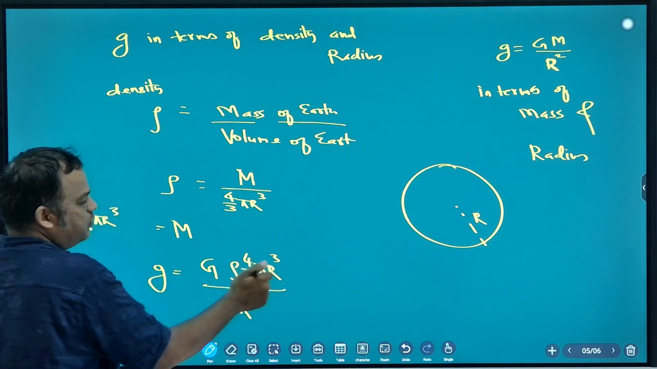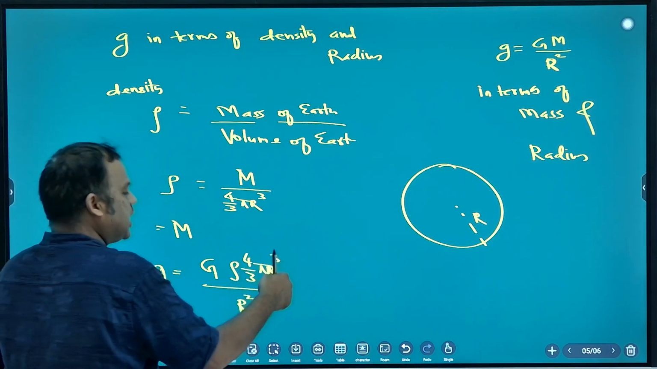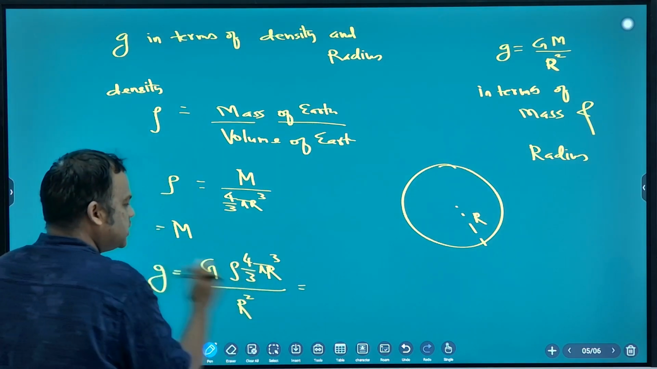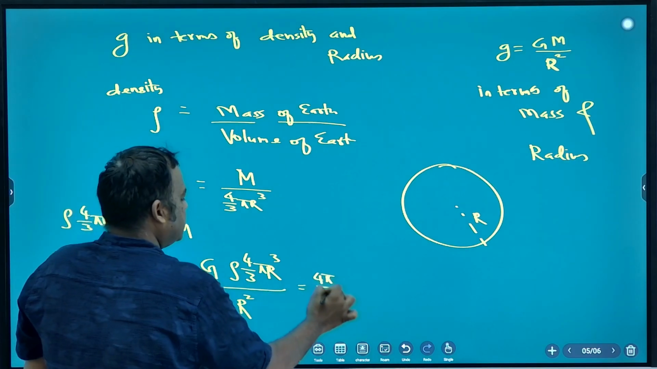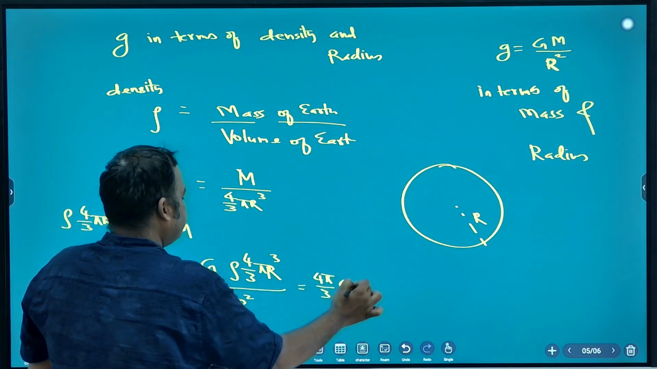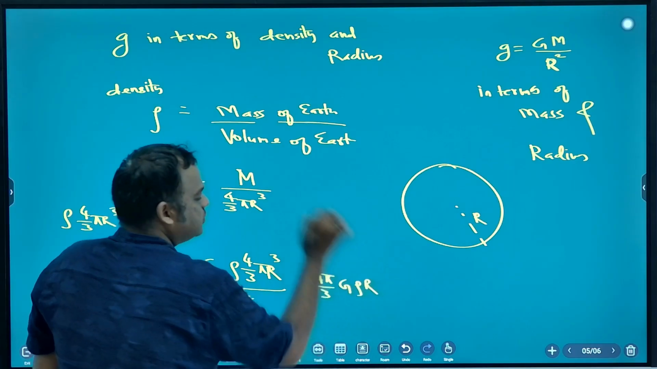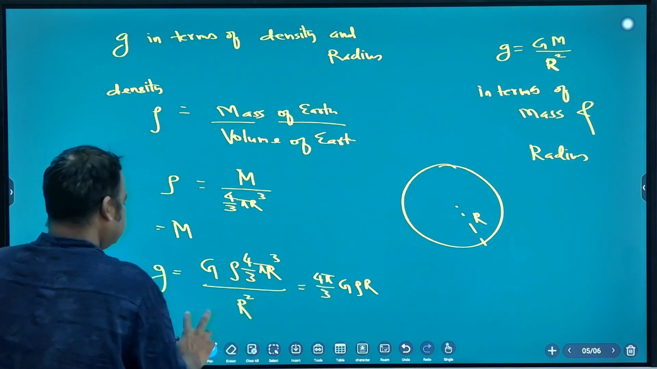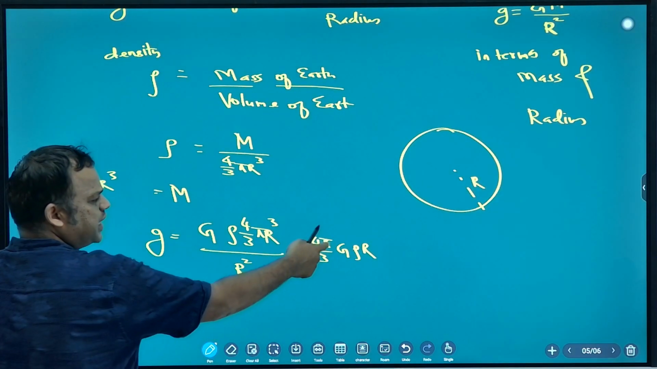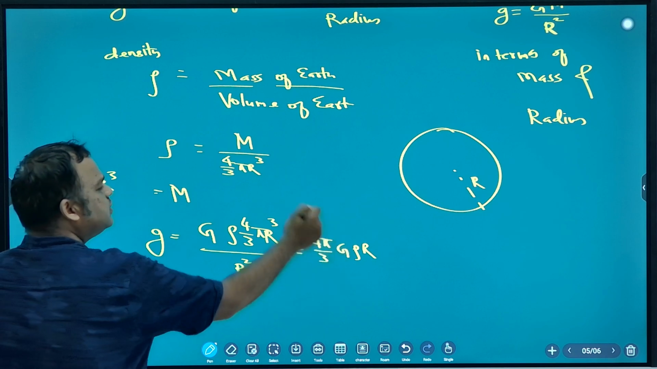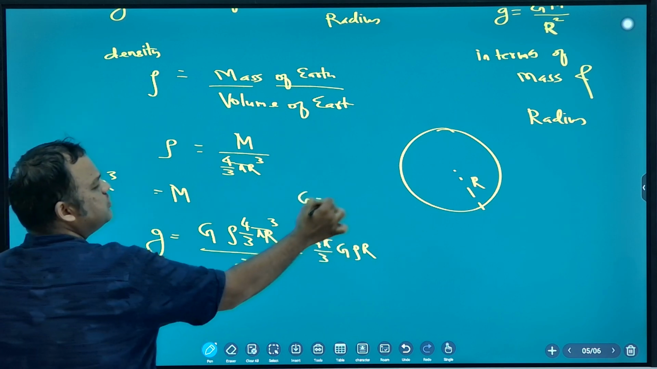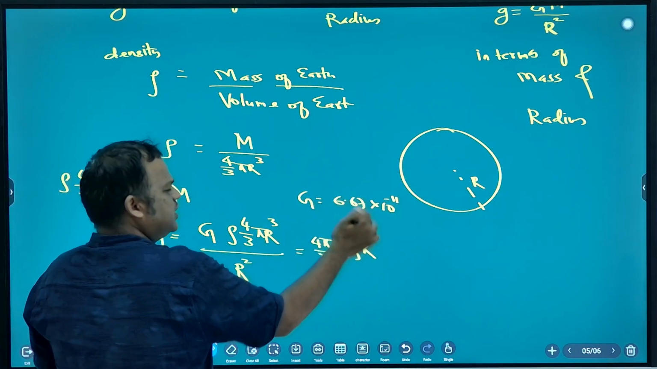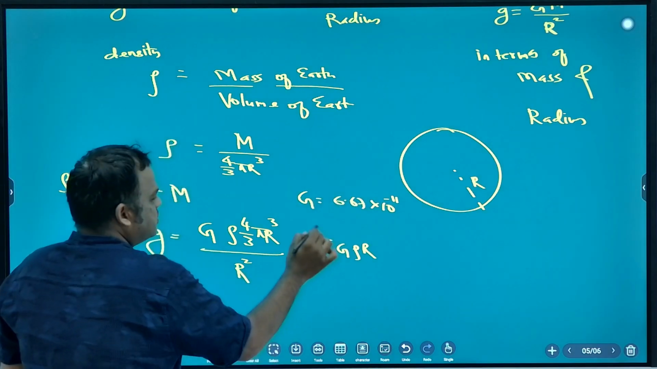Now r cube by r square is r. So I am writing 4 pi by 3 constant outside. So 4 pi by 3, then G, then rho, then r. Okay, clear? Understood? So this is constant. 4 is constant, pi is constant, 3 is constant. G is the universal constant. What is the value of G? You know it, 6.67 into 10 to the power minus 11. Very good. It is a universal constant, so this whole term is constant.